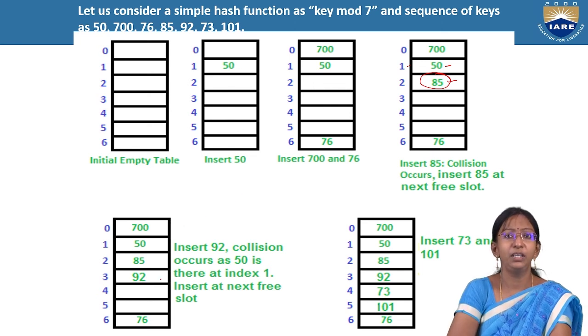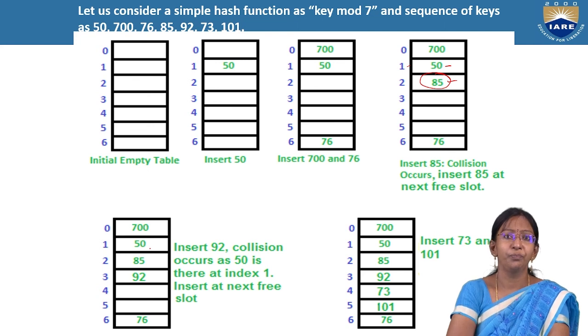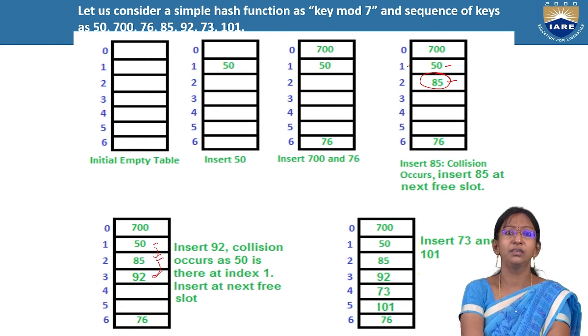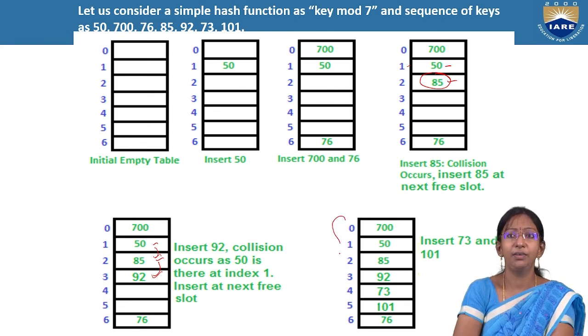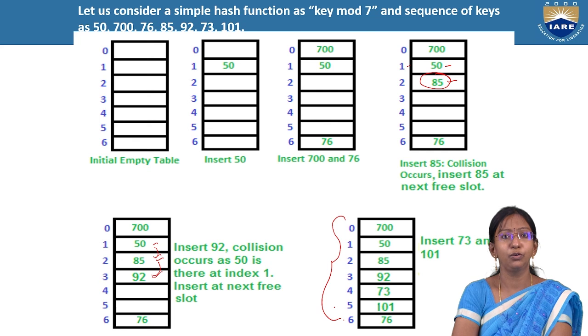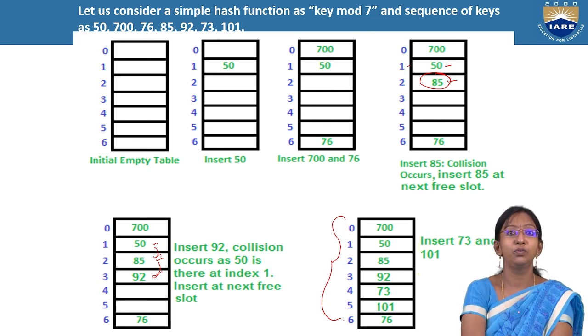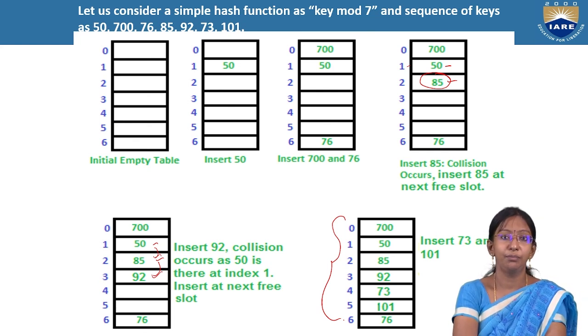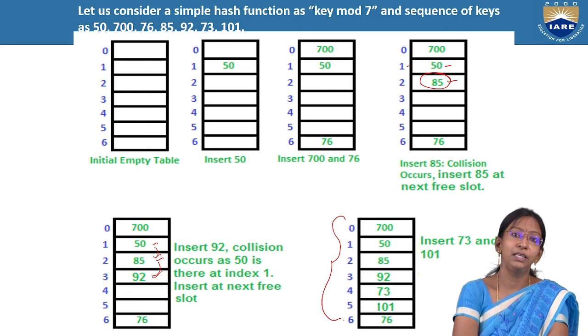Coming to 92, even it had a collision. Its remainder value is 1. 50 is present. Go to the next cell. Even that is filled. Go to the next one and fill. Right? Next slot and fill. So this is how it works. Have a look. All the cells are uniformly filled without using any extra space. But the drawback with linear probing is that searching is difficult.